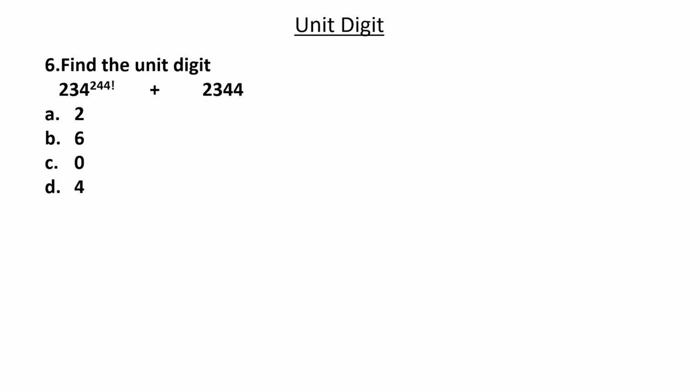Okay, there you go. Yep, this is something new, right? What we are seeing here is a factorial, and you need to find the units digit of 234 power 244 factorial plus 2344. Here the unit value we can easily say, but we need to find the 4 power of a factorial, so it's going to be somewhat tricky.